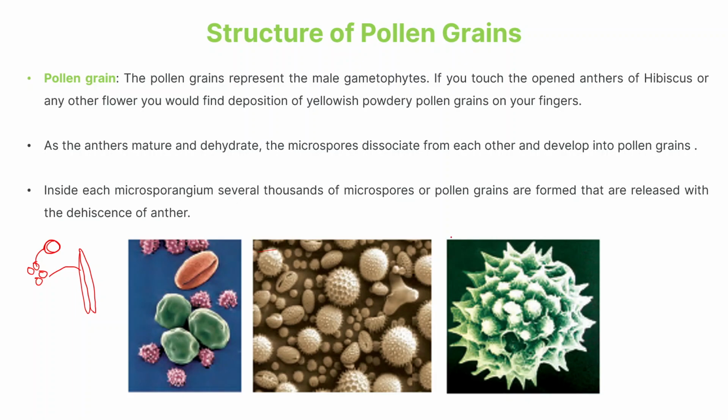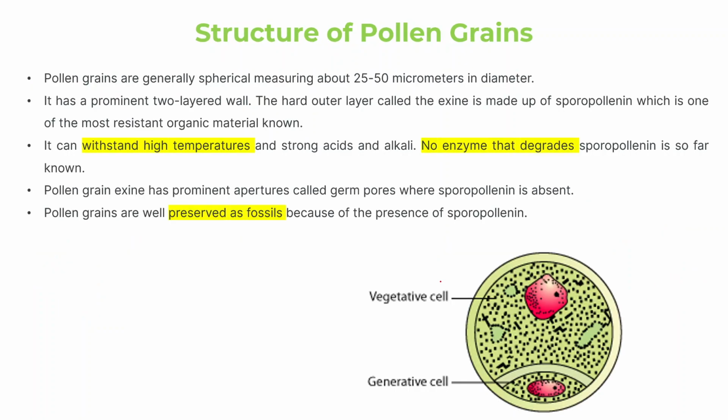Now, we are here to discuss the structure of pollen grains. You could see that the pollen grain's outer surface looks very rough, right? This rough outer covering is known as the exine, and it also has a second layer just beneath it, the inside layer, known as the intine. Now, pollen grains are generally spherical, measuring 25 to 50 micrometers in diameter.